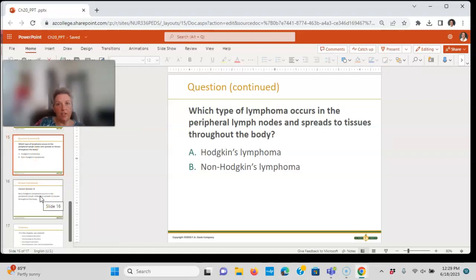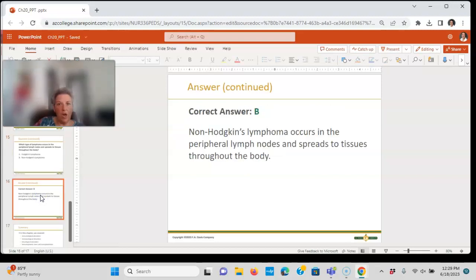So lymphoma that occurs in the peripheral lymph nodes and spreads to tissues throughout the body. Non-Hodgkin's.